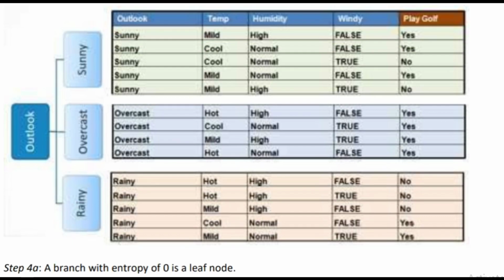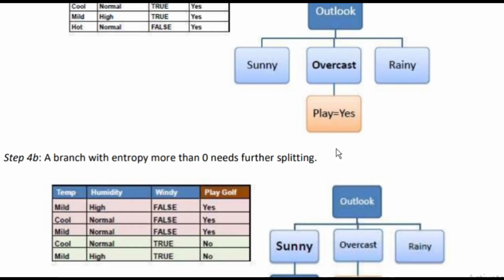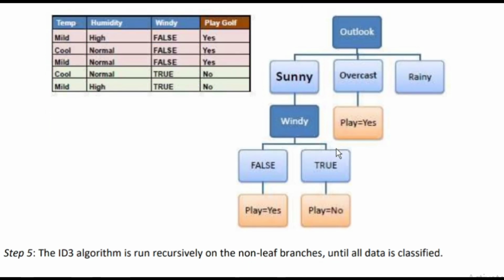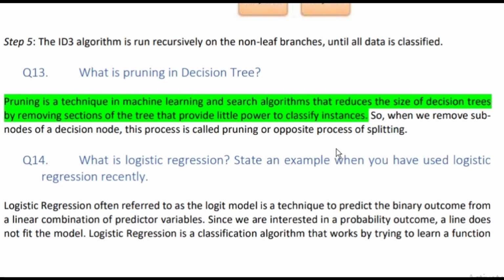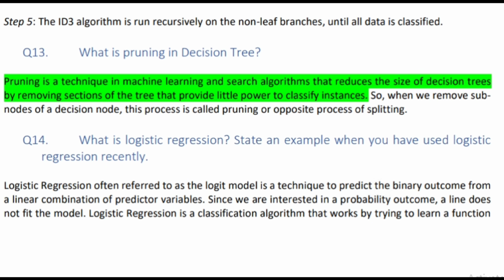Step 4a. A branch with entropy of 0 is a leaf node. Step 4b. A branch with entropy more than 0 needs further splitting. Step 5. The ID3 algorithm is run recursively on the non-leaf branches until all data is classified. So this is it.